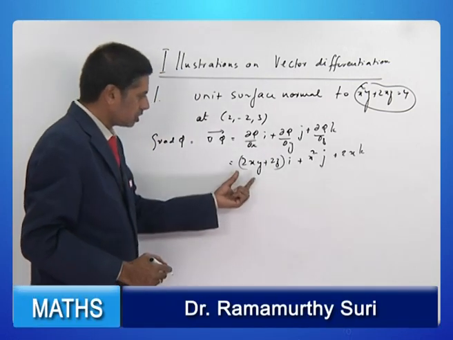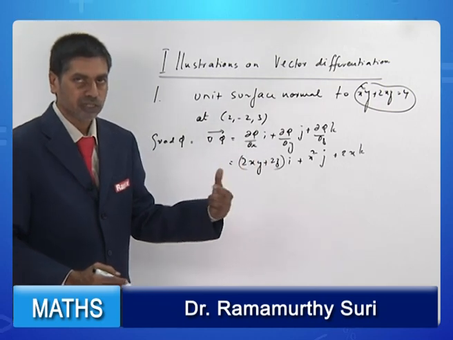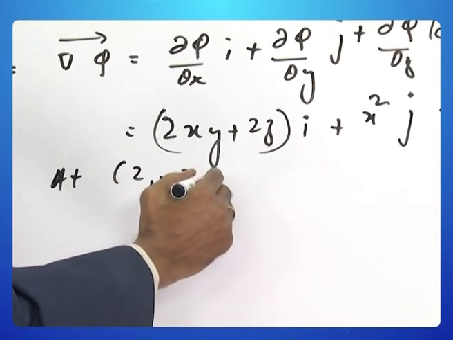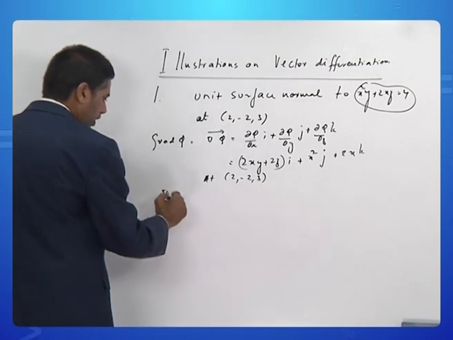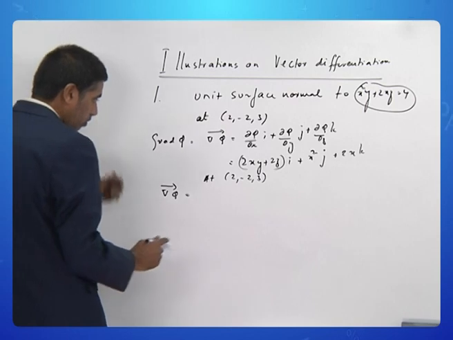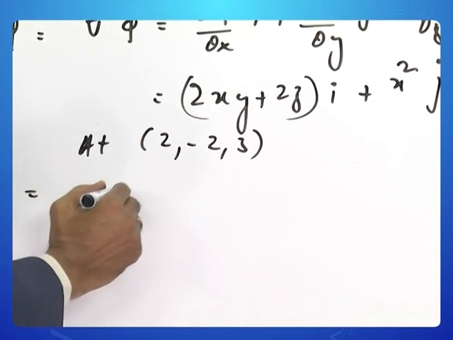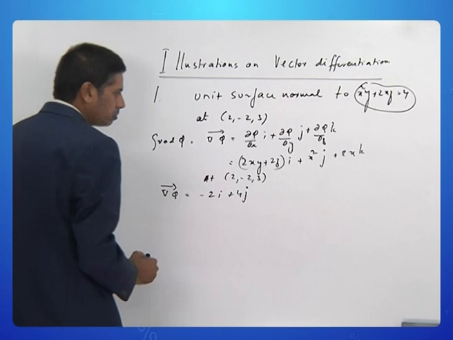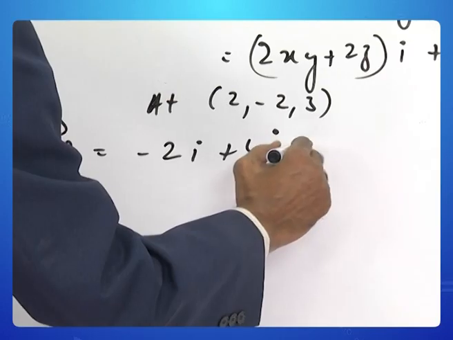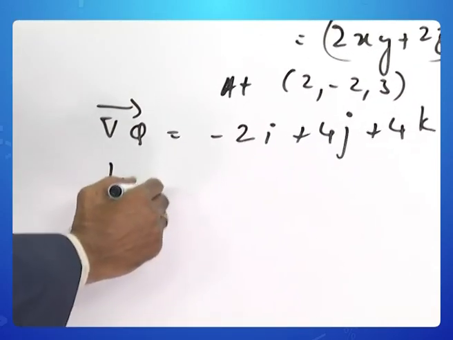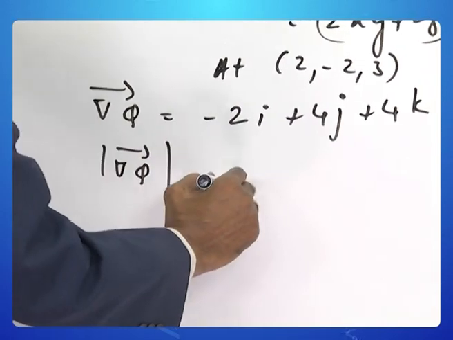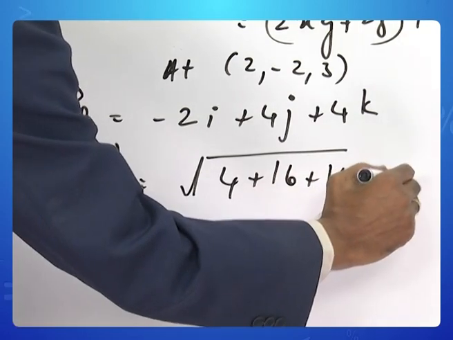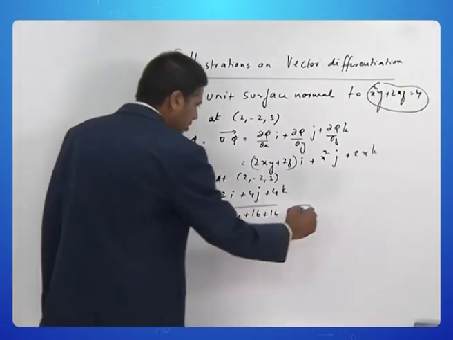Now this is the general surface normal vector at any point. When I say general, at any point. So if you substitute (2, -2, 3), let us see what is the position. Del phi is equal to minus 8 plus 6, that is minus 2i. X squared becomes 4j and then 2xk, that is nothing but 4k. Let us find the magnitude of this. This is nothing but square root of 4 plus 16 plus 16. This is square root of 36, which is 6.